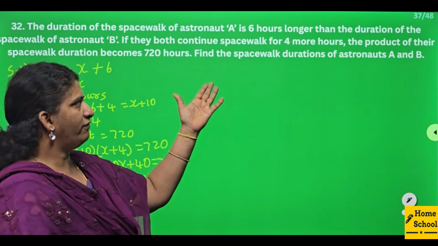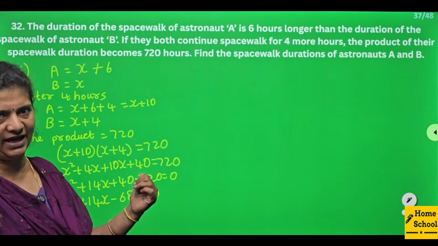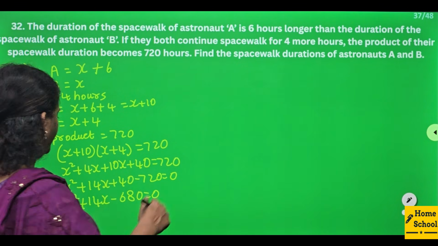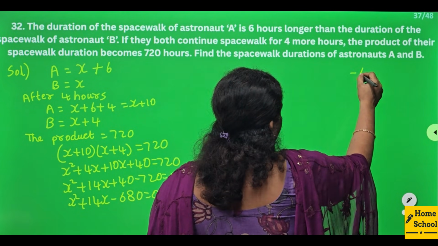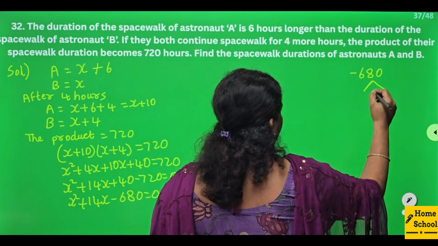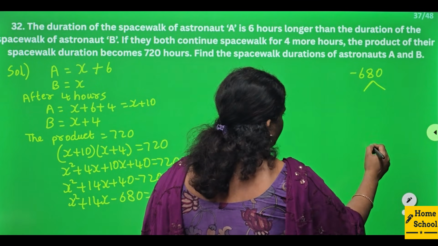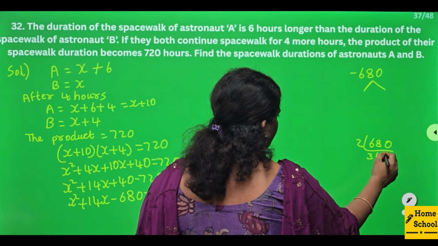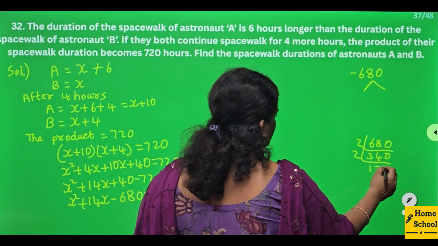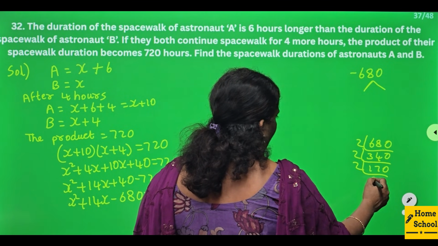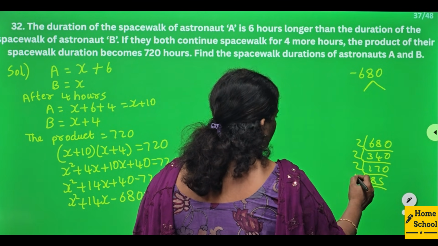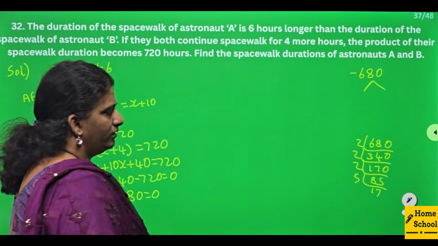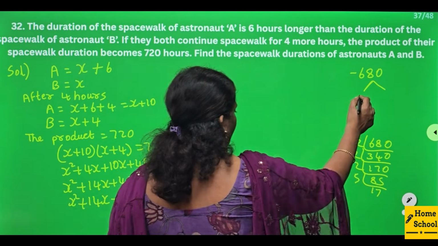And what we need to find is the spacewalk duration of astronaut A and astronaut B. If you factorize, you are going to get that. That is 680 minus 680. Find the factors. How are we going to get them? Let me take the LCM here, it is easy to find for you. 2 3s are, 2 4s are, then again 2 1s, 2 7s, 2 8 5, 5 1s are 5 7s are. That's it. Right? How to take the pair?